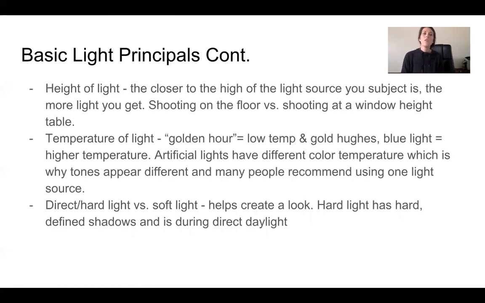So continued. So your height of your light source. This kind of goes in relation to distance between your subject and your light source. But the closer you are to the height of the actual light source, the more light you get. So for example, if your artificial light is like a 2-foot high box and you're shooting on the floor with your subject on the floor, like you have a board on the floor, you're going to get less light. But if you have your subject on like a 2-foot high table and it's at the same height as your light, you'll get more light. So that's just something to be aware of.